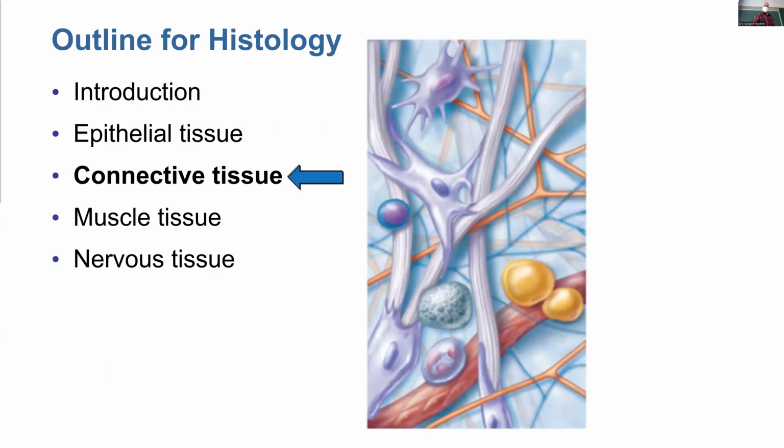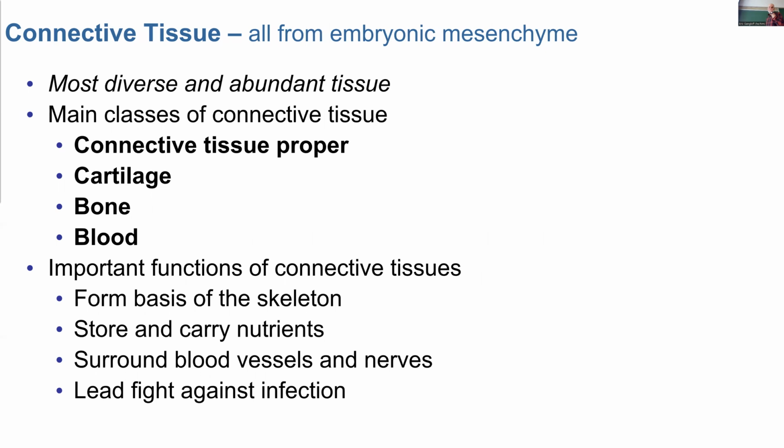Good. All right, let's talk for a second about connective tissue. This is our second tissue type in the body. And connective tissue all forms from the same, what's the word I'm looking for? Progenitor tissue in the embryo. This is a kind of tissue called mesenchyme. And connective tissue is super diverse and abundant all over your body. In fact, most of your weight is made up of connective tissue.